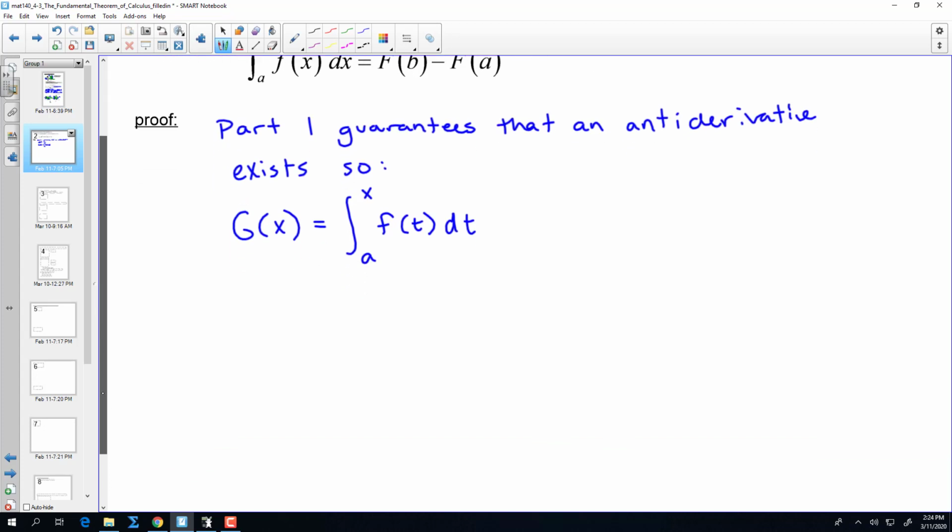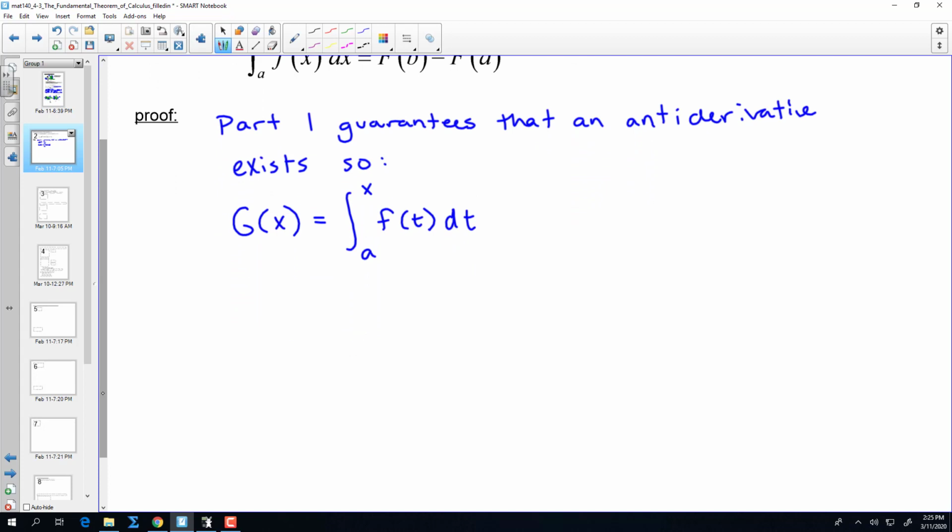Okay? Now, if f is any antiderivative. Okay, difference here is, just so you know, g exists. There's an antiderivative that exists. We don't know what it is at this point, but it exists.